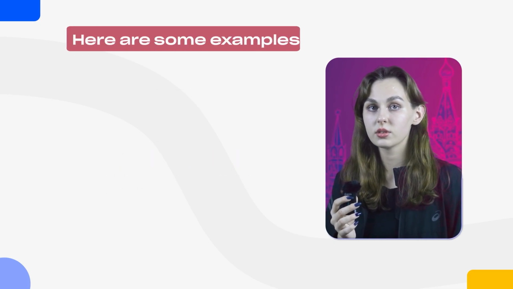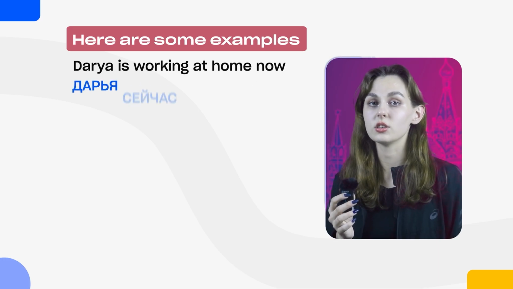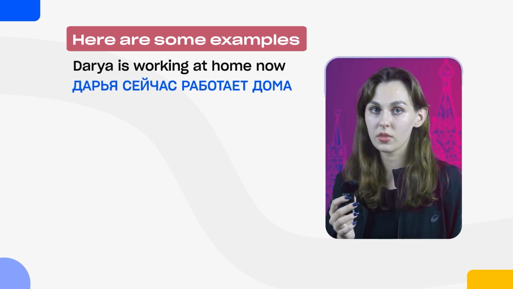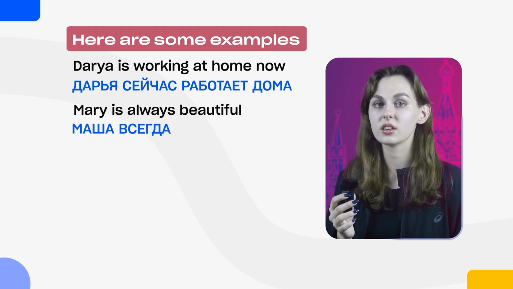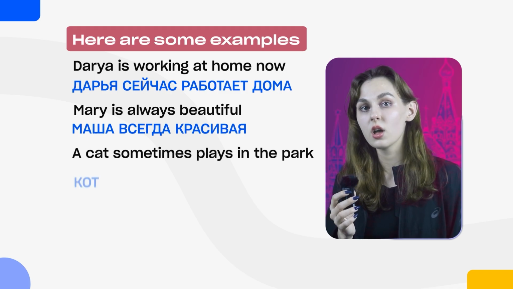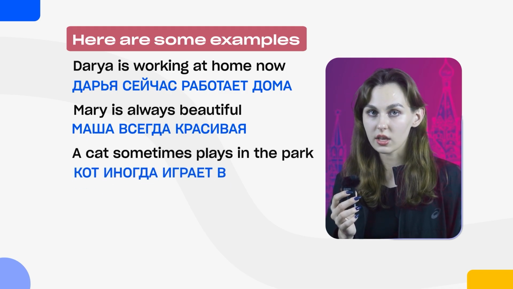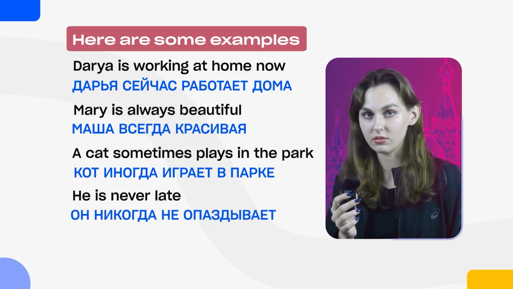Second, time, время, when, когда. Here are some examples. Дарья is working at home now. Дарья сейчас работает дома. Mary is always beautiful. Маша всегда красивая. A cat sometimes plays in the park. Кот иногда играет в парке. He is never late. Он никогда не опаздывает.